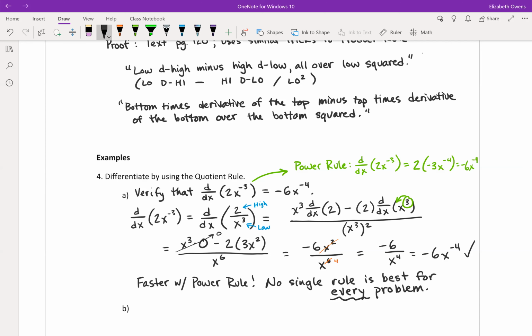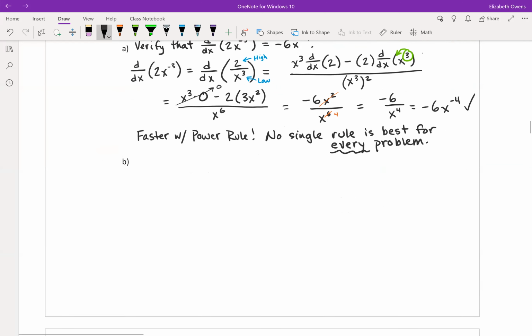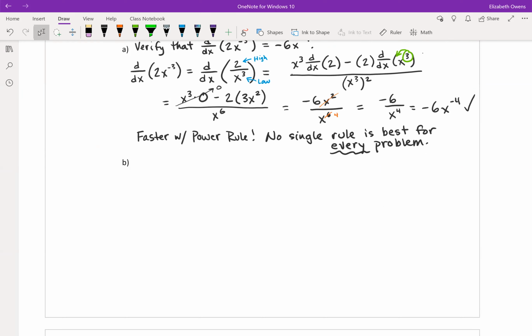So with that in mind, let's do another quotient rule example here. A little more interesting one this time, perhaps. Derivative with respect to x of x squared plus 3x plus 4 over x squared minus 1.